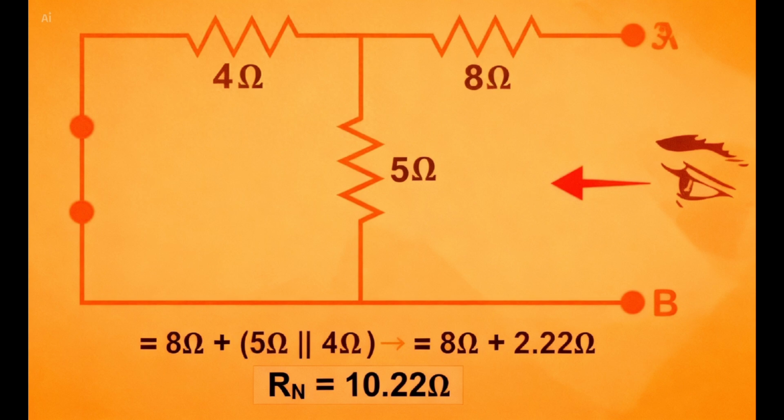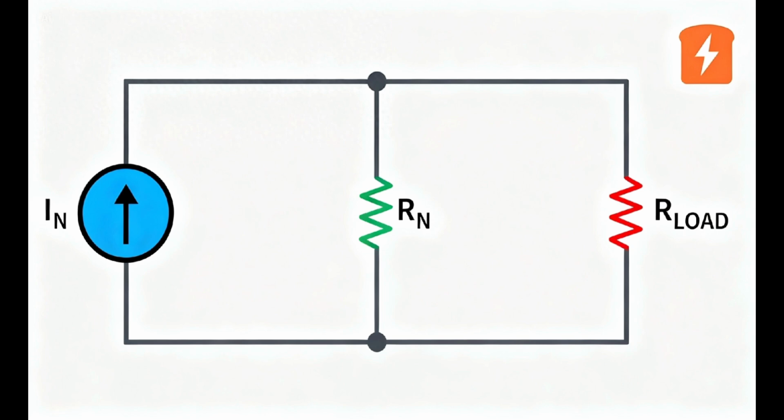Number 3. Find equivalent resistance. Deactivate all independent sources, short voltage sources, open current sources, and find the equivalent resistance looking into the terminals. Number 4. Draw the equivalent circuit. Replace IN current in parallel with RN resistance and reconnect the load.